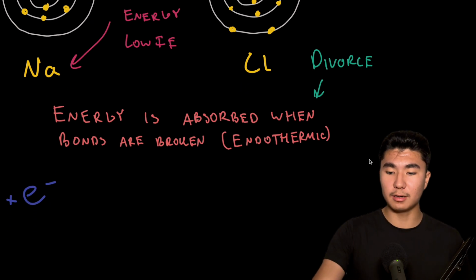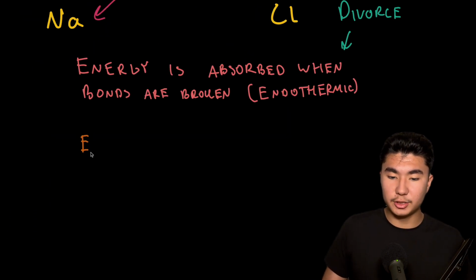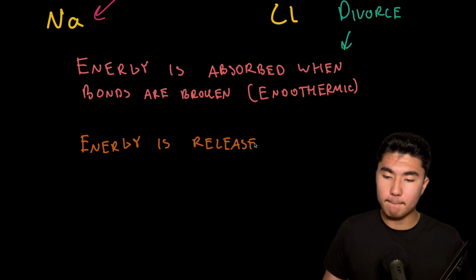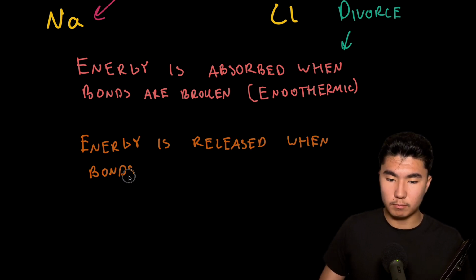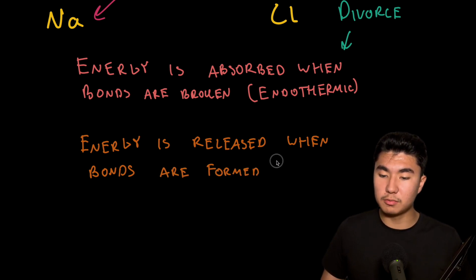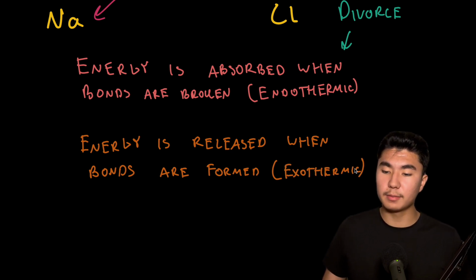Now, the opposite of that is energy is released when bonds are formed. And this is also known as an exothermic process. So this is exothermic. So energy is released when bonds are formed.